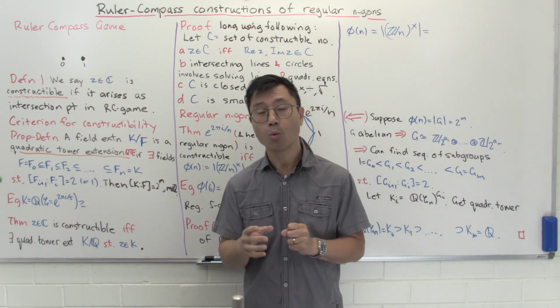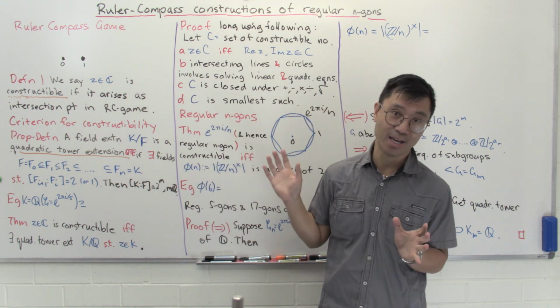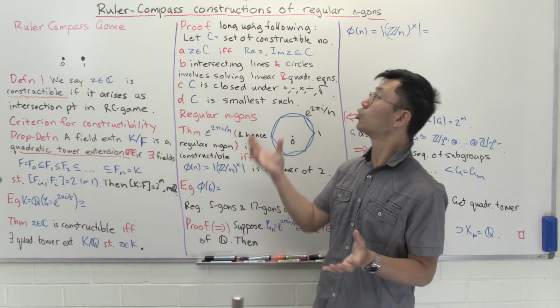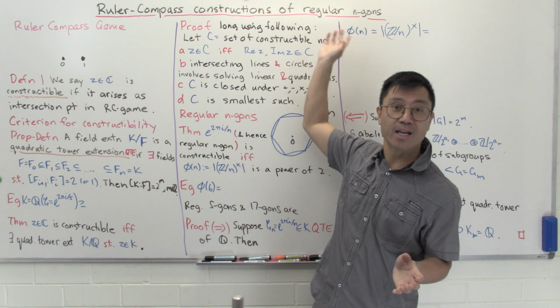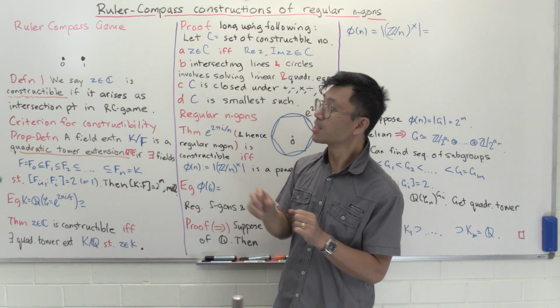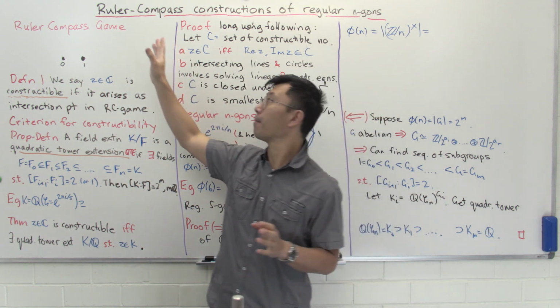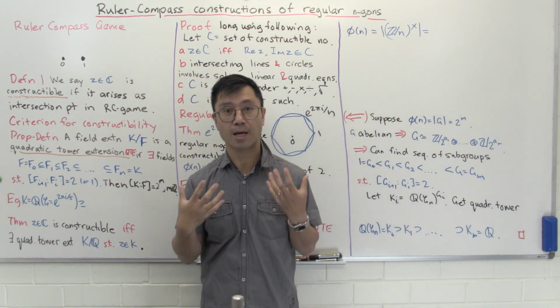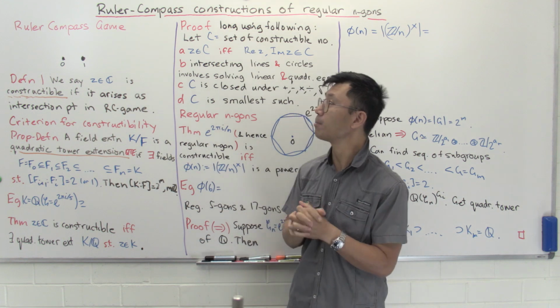In this video, I want to tell you about a very classical application of Galois theory to the constructibility of regular n-gons via ruler and compass constructions. So let's just start by reviewing what is involved with a ruler and compass construction. So what do I mean by ruler compass construction?